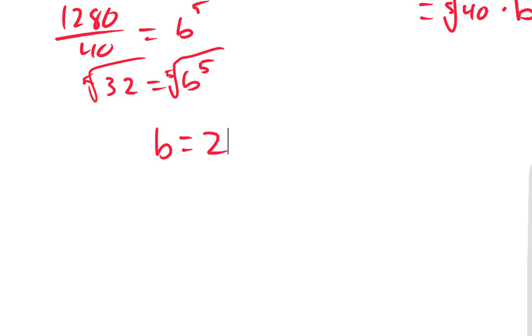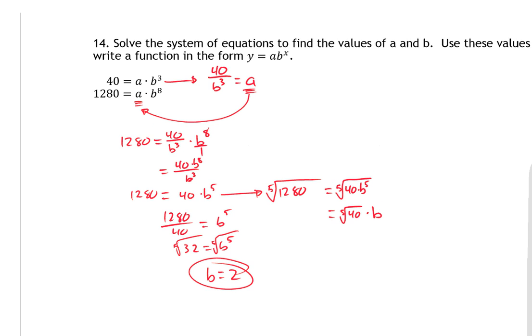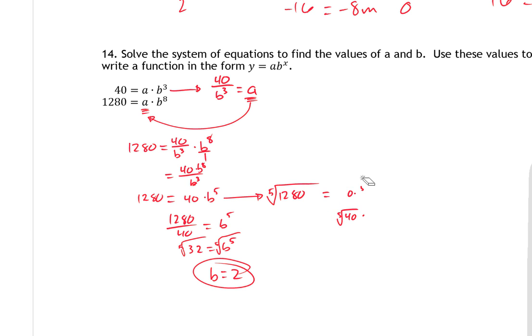By the way, this was us talking off camera. Sorry. So I'm going to plug in 2 into this equation. I get that a equals 40 divided by b cubed. 2 cubed is 8. What's 40 divided by 8? 5. Okay. Now, did I find my value of a? Did I find the value of b? Now, it says also write a function in the form y equals a times b to the x. What's the last part of my answer?